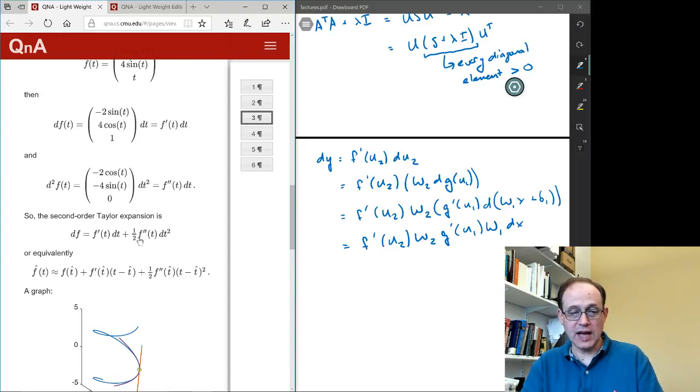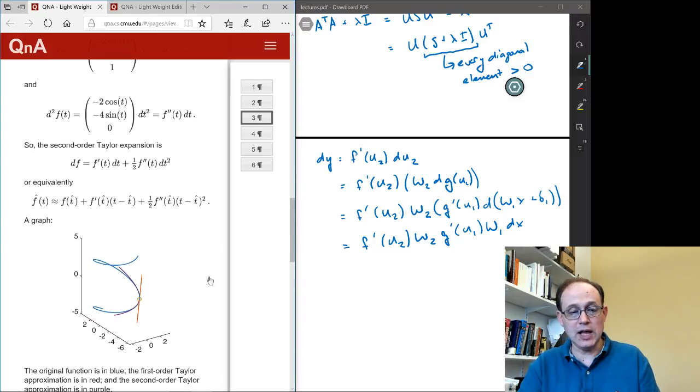Sorry, plus half the second differential. And so the rule for the Taylor series says, in general, that the coefficient of the kth differential is 1 over k factorial. And so this, again, is shorthand for the longer version, that f hat of t is f of t hat plus f prime of t hat times the increment in t plus half f double prime of t hat times the increment in t squared.